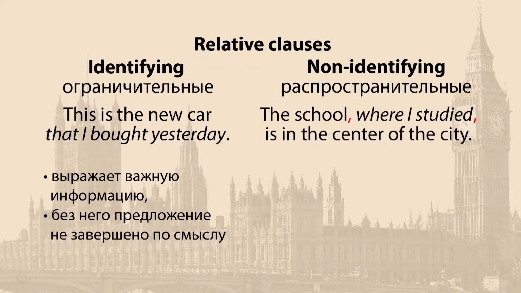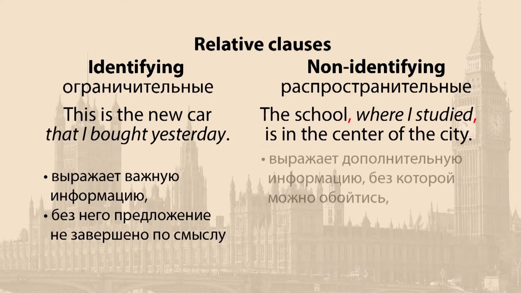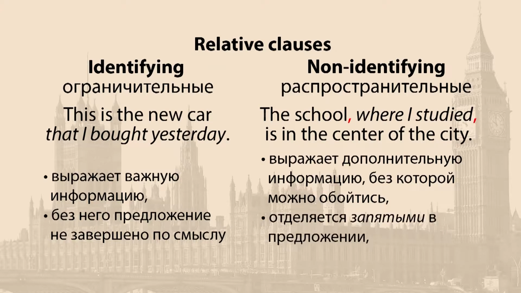Non-identifying relative clauses are more often used in written English than in spoken English. Non-identifying clauses give extra information we do not usually need to understand the sense of the sentence. They usually go between commas. Non-identifying relative clauses can use most relative pronouns, but they can't use that. The school where I studied is in the center of the city.